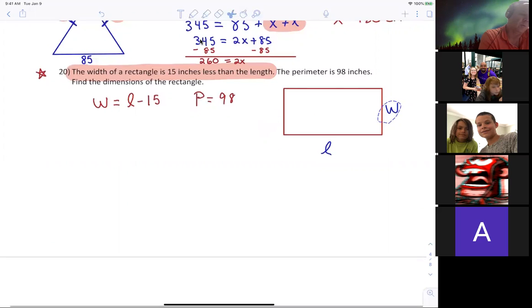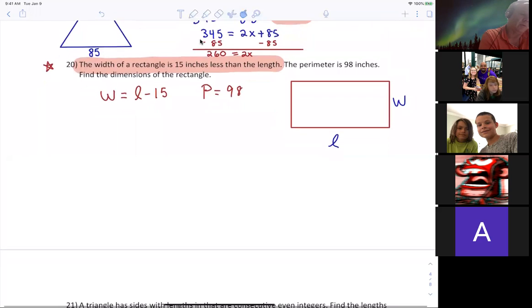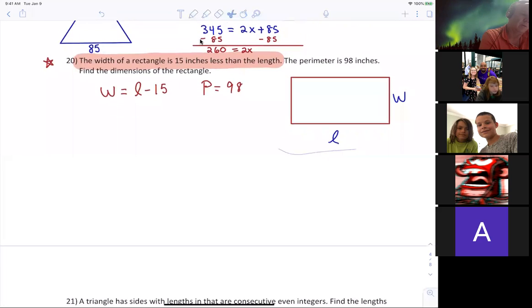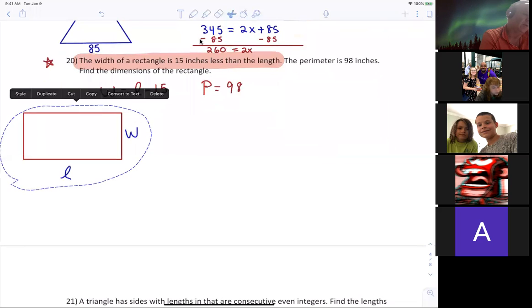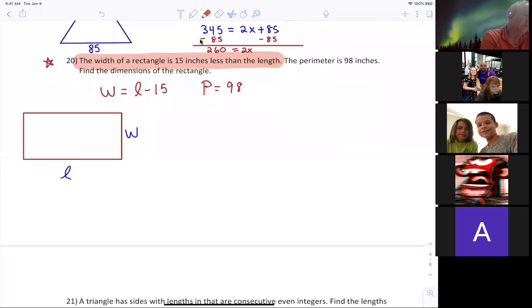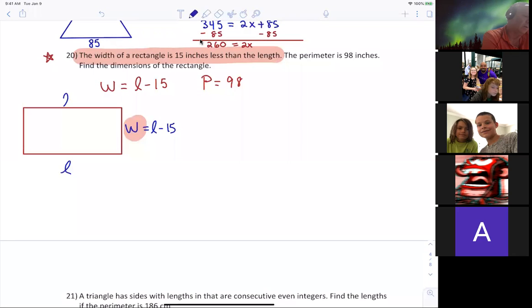What does the width equal? Somebody tell me again. What does the width W equal? W equals L minus 15. That's exactly right, guys. So I want everybody to highlight the W and I want you to put down L minus 15, because we're only allowed to have one variable. So this side up here is L.